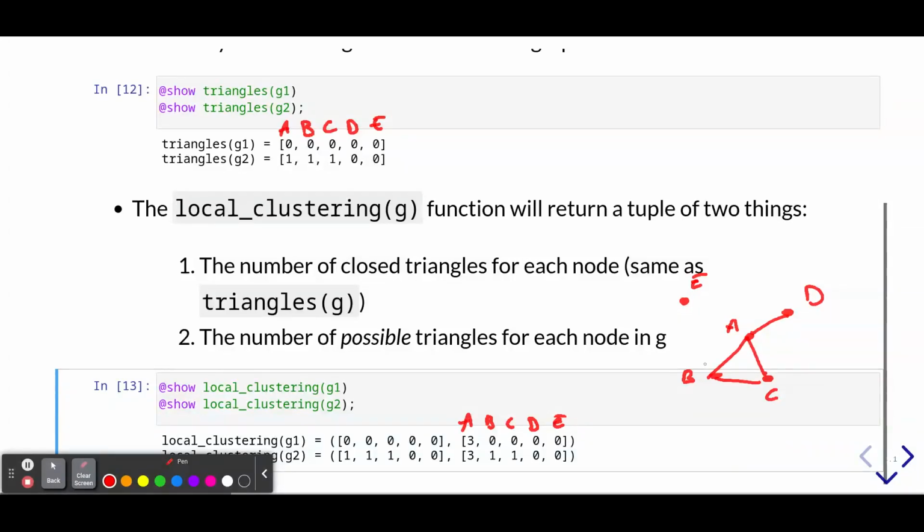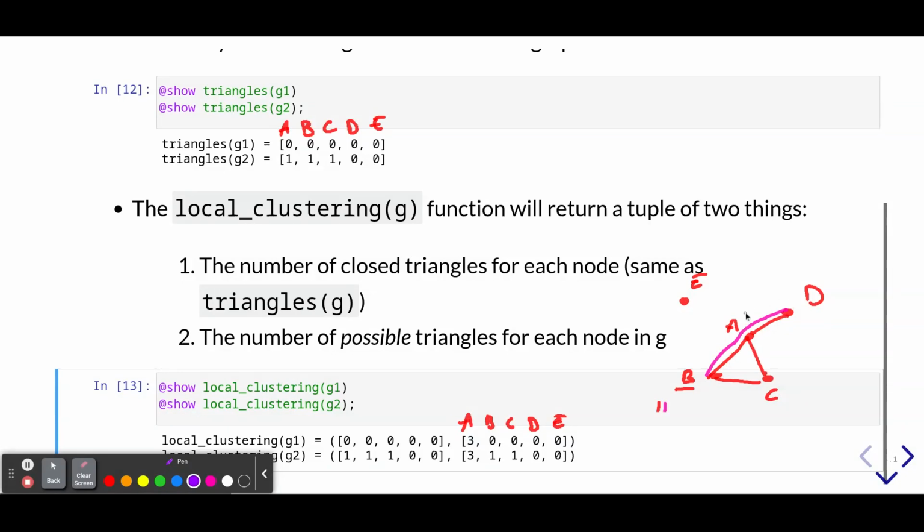Now, you might look at this and say, okay, well, B is part of a triangle with A, B, C. So that would be 1. Then you could look at a second triangle, BAD. That looks like another one, so you might count 2. Those are the 2 you might think about.